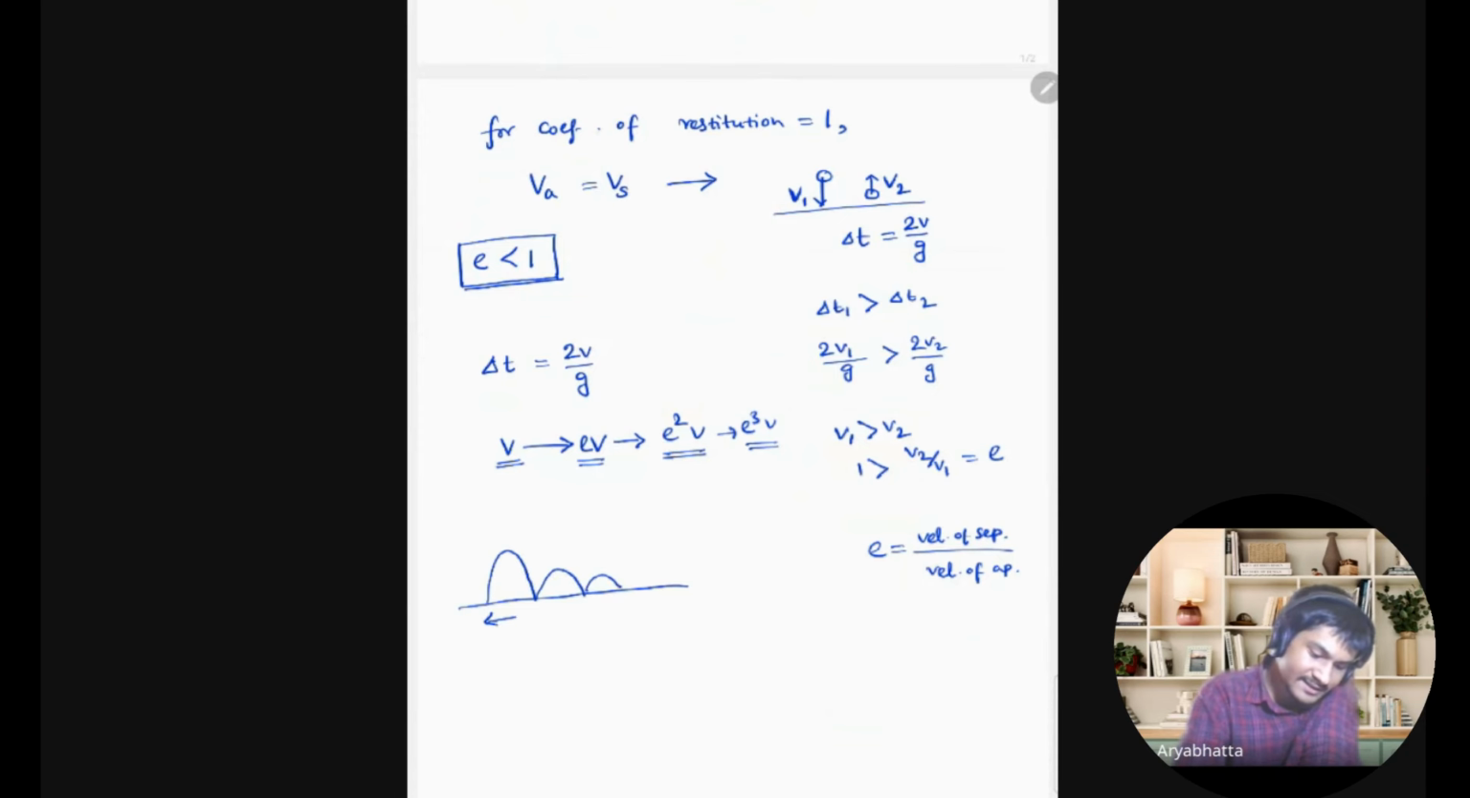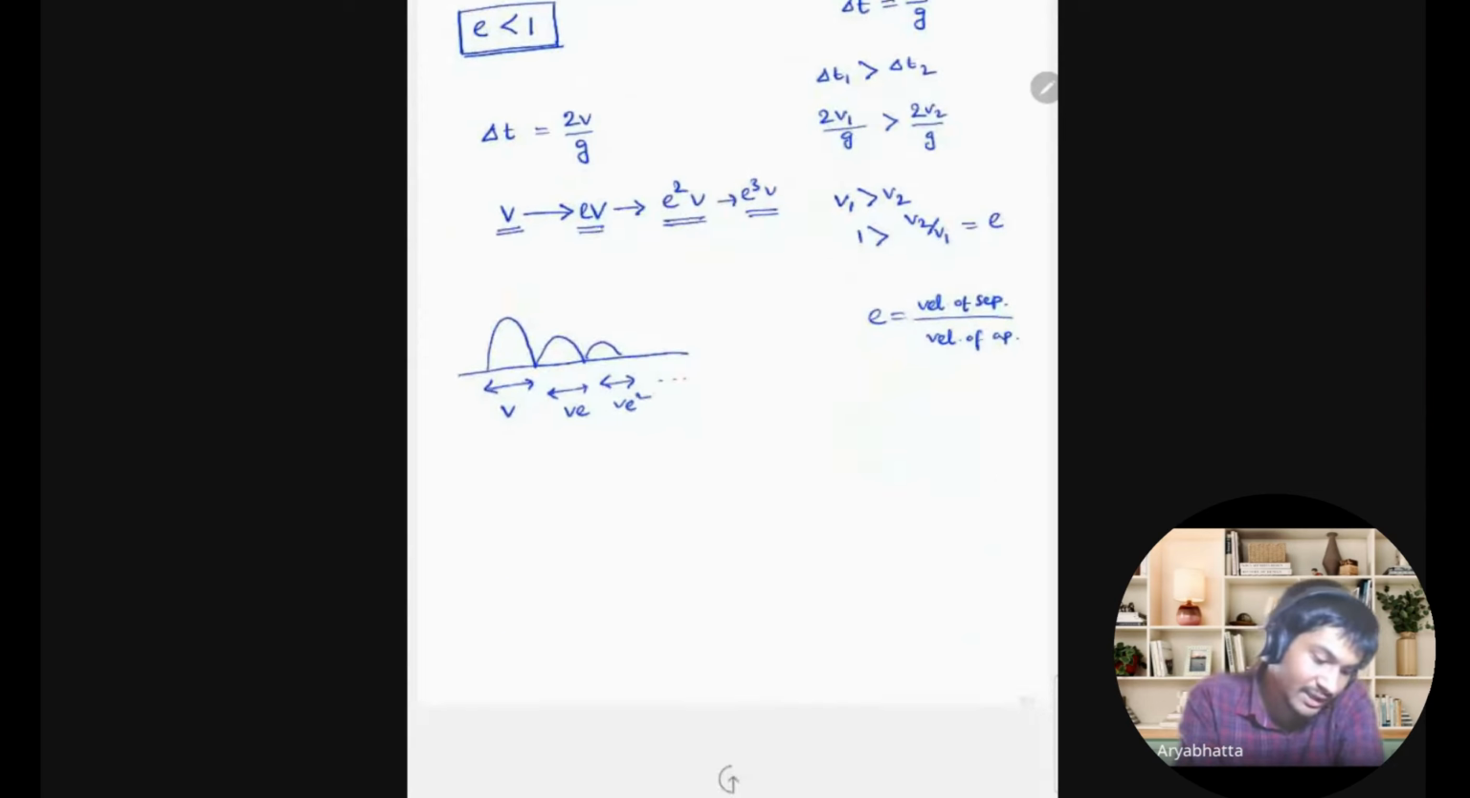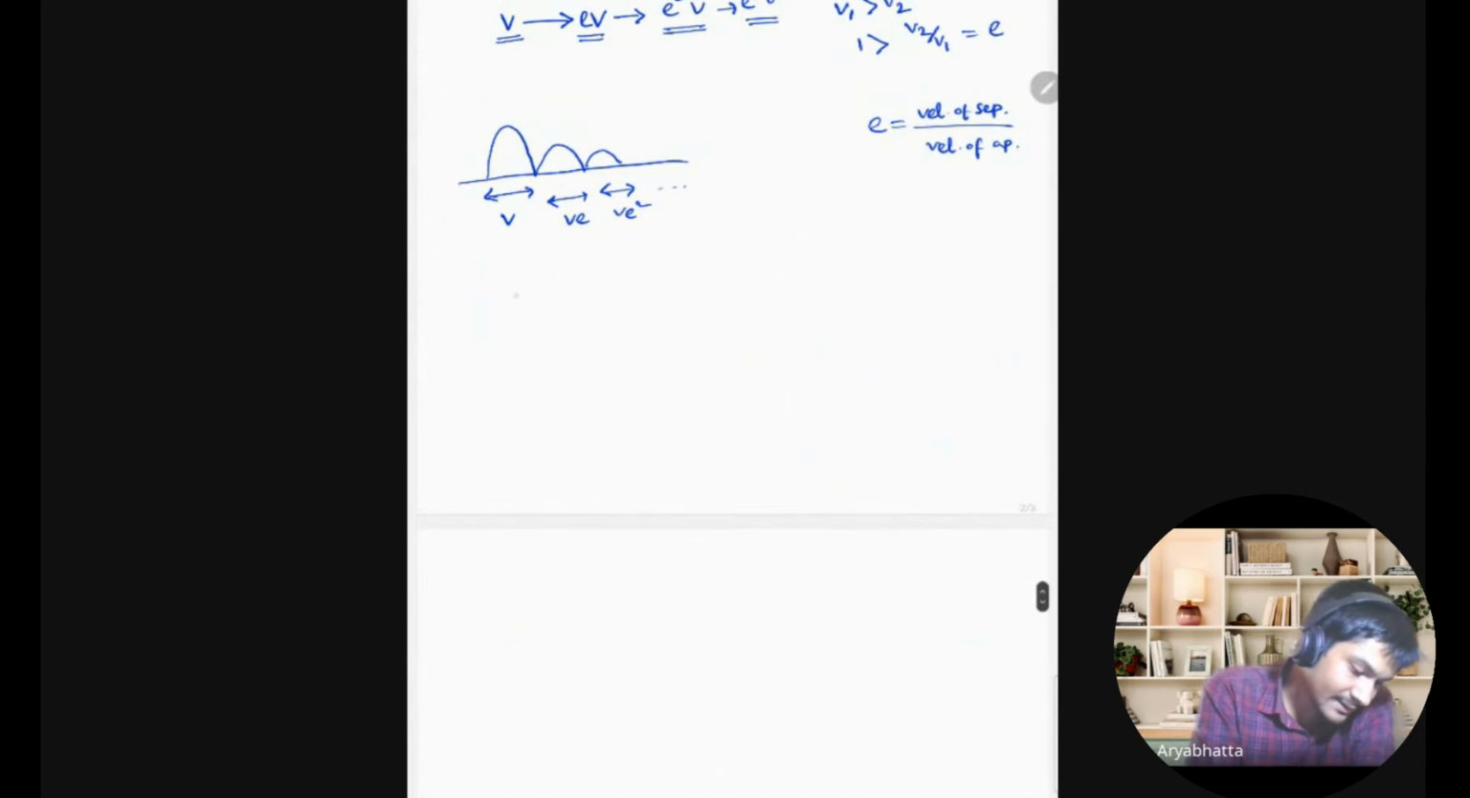So in this time interval, if our velocity is v, then in the next interval it will be ve, then ve square, like that. Now from that we can also say, since our velocities are in GP, our time intervals, which are given by 2v by g, will also be in GP. Our time intervals will be like this: delta t1, comma, e times delta t1, comma, e squared delta t1. So our delta tn will be e to the power n minus 1 times delta t1.